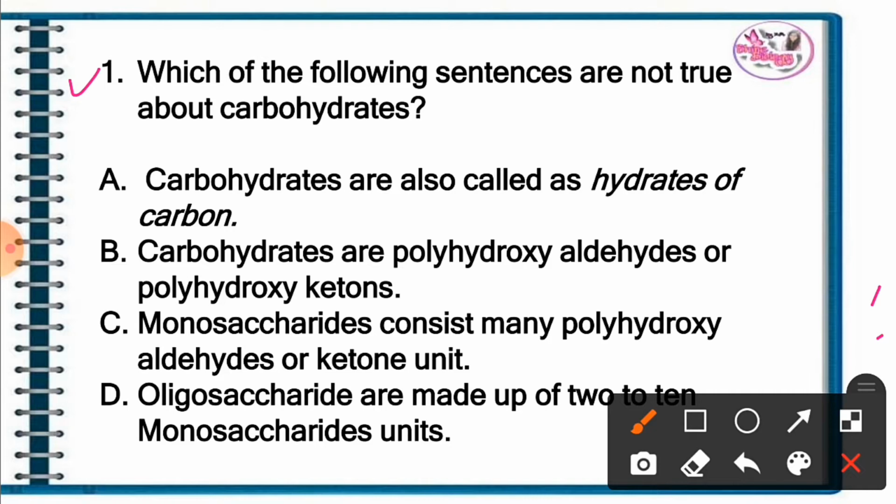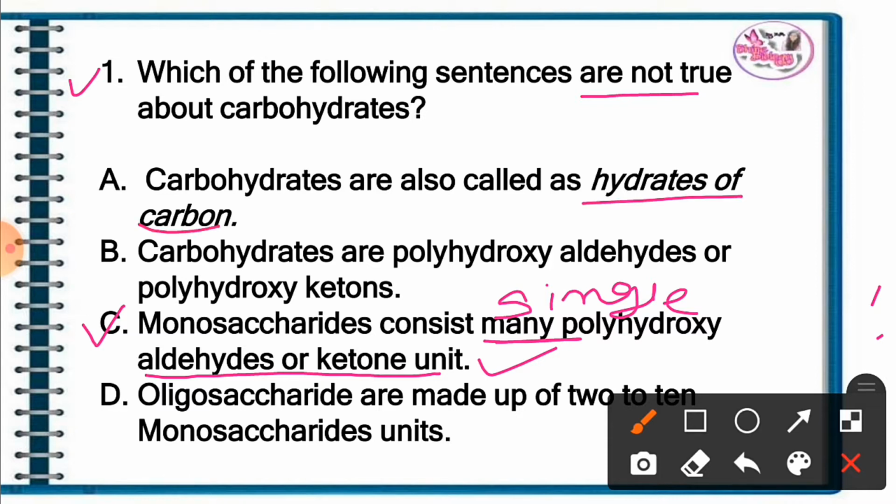Question 1. Which of the following sentences are not true about carbohydrates? The correct answer is option C. Monosaccharides constitute many polyhydroxyaldehyde or ketone units. Here, monosaccharides contain only a single polyhydroxyaldehyde or ketone unit. Carbohydrates are also called hydrates of carbon. True. Carbohydrates are polyhydroxyaldehydes or polyhydroxyketones, and oligosaccharides are made up of 2 to 10 monosaccharide units.